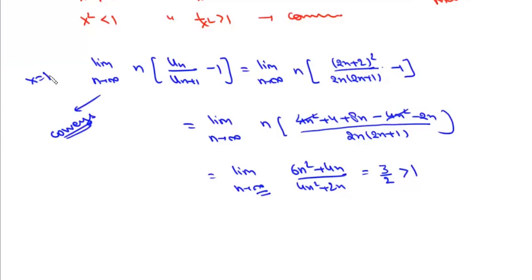So this series converges if the value of x is 1. So for x equal to 1, the ratio test failed, but we got the result using Raabe's test. Now an alternative to Raabe's test is the logarithmic test.